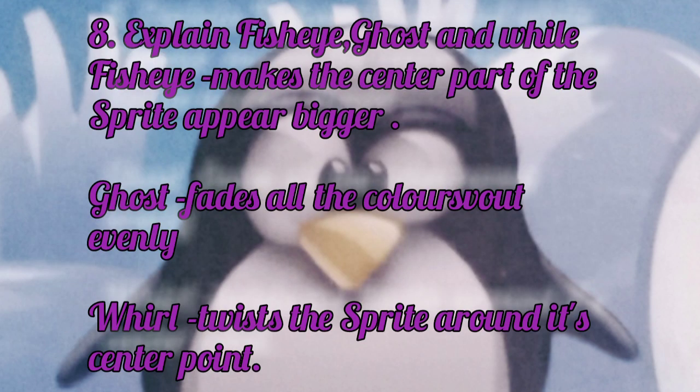Question number 8. Explain fisheye, ghost and whirl. Answer. Fisheye makes the center part of the sprite appear bigger. Ghost fades all the colors out evenly. Whirl twists the sprite around its center point.